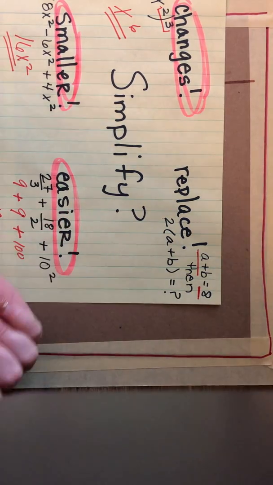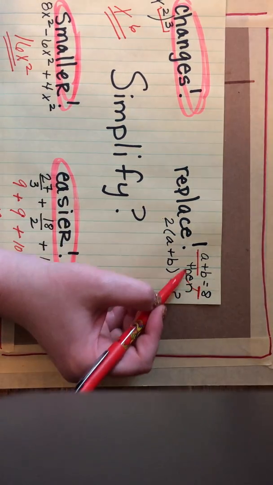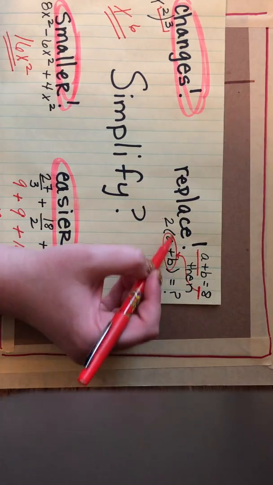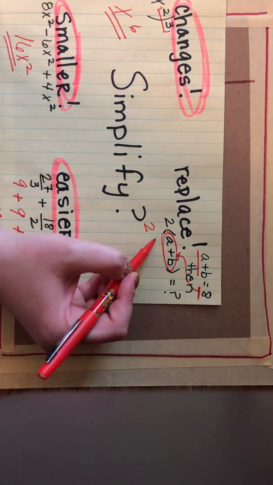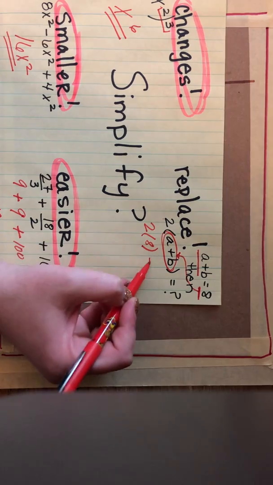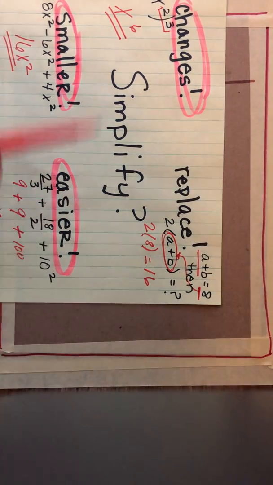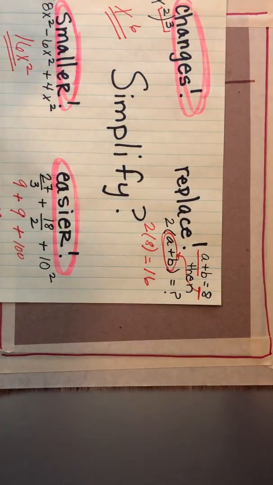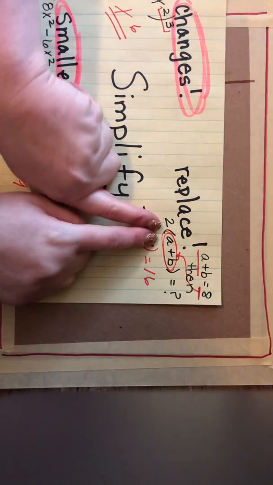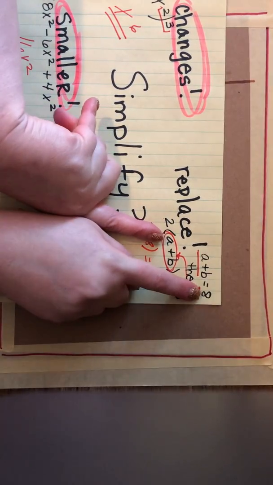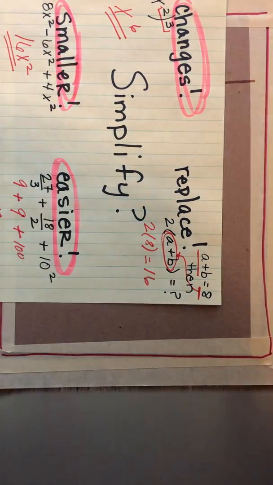Well, hot dog, you're right, Wiper. You just take this 8 and you plug it where this a plus b is. You say 2 times 8. Hot dog, it's 16. So simplify also means where you take something you already know and you replace it with something else. So like this a plus b, I knew it was 8, so I replaced that a plus b with the number 8.